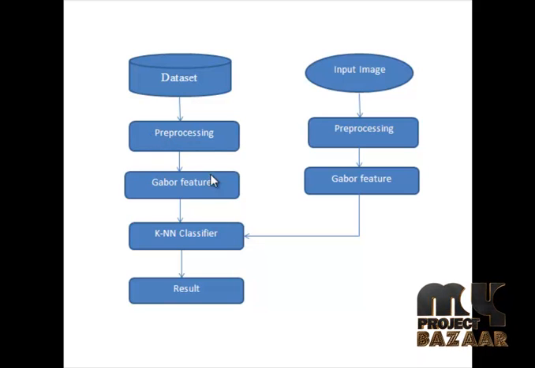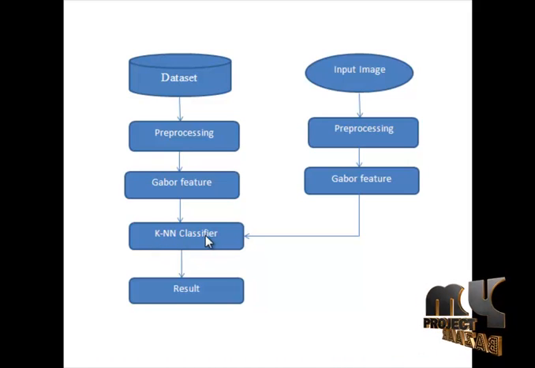After removing the noise, it goes to Gabor feature extraction. We extract the Gabor feature for the input image. Gabor filters are similar to those of the human visual system, and they have been found to be particularly appropriate for texture representation and discrimination. It is a linear filter used for edge detection. So after extracting the features, it goes to the KNN classifier.